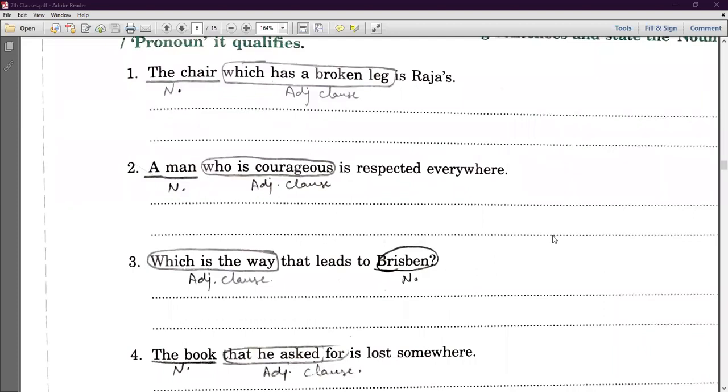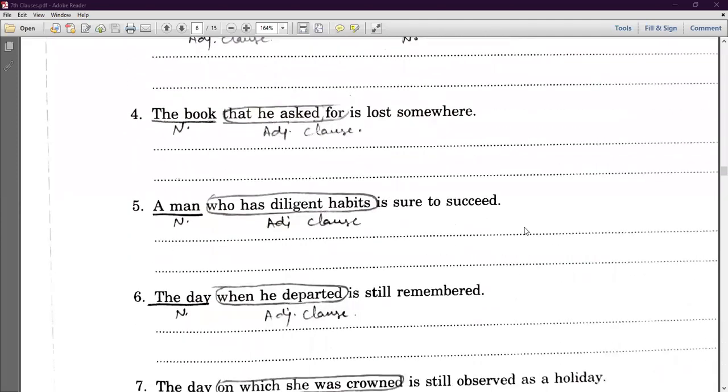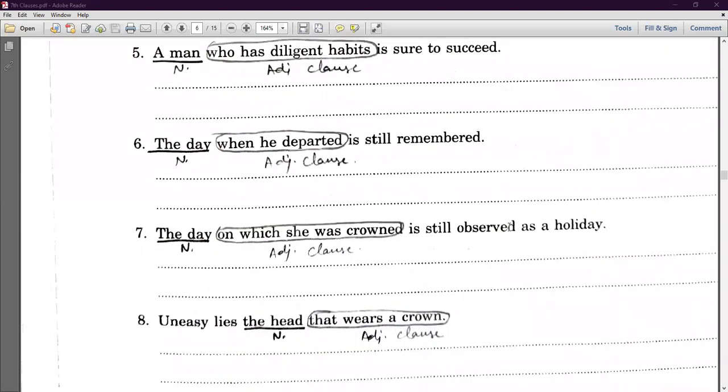Brisbane is a noun, and "which is the way" is an adjective clause. The book that he asked for is lost somewhere. So the book is the noun and "that he asked for" is the adjective clause. A man who has diligent habits is sure to succeed. A man is the noun, and you have to encircle the adjective clause "who has diligent habits". The day when he departed is still remembered. The day is the noun; "when he departed" is the adjective clause.